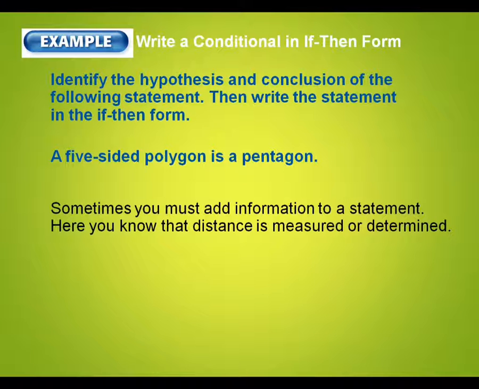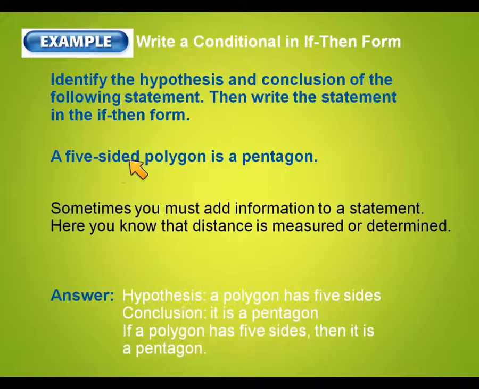A 5-sided polygon is a pentagon. Sometimes we have to add the statements if and then. So in this case, we would say the hypothesis, if a polygon has 5 sides, then it is a pentagon. Again, this is still an if-then statement, or this is a conditional. But we have to think about what is the conclusion that's happening here. The conclusion is it is a pentagon.